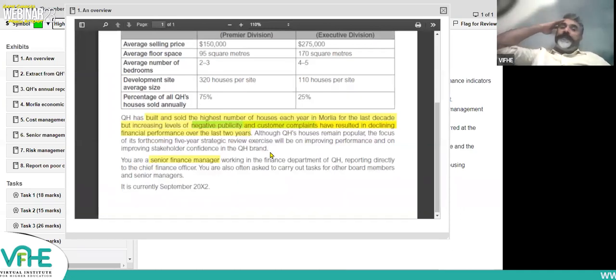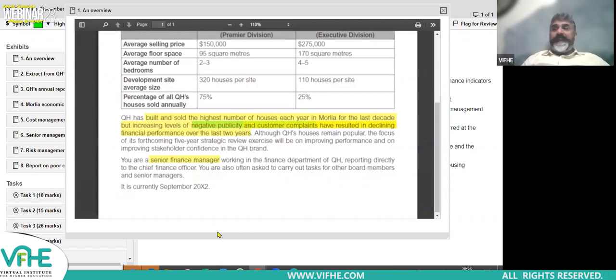So do you think they are the market leader? Are they the market leader? Absolutely, yes. They have been manufacturing the highest number of houses for the last 10 years. So they are clearly the market leader. But what's happening in the last 2 years? Why is their financial performance declining when their revenue growth is there? They are selling the highest numbers. Why is their financial performance going down?